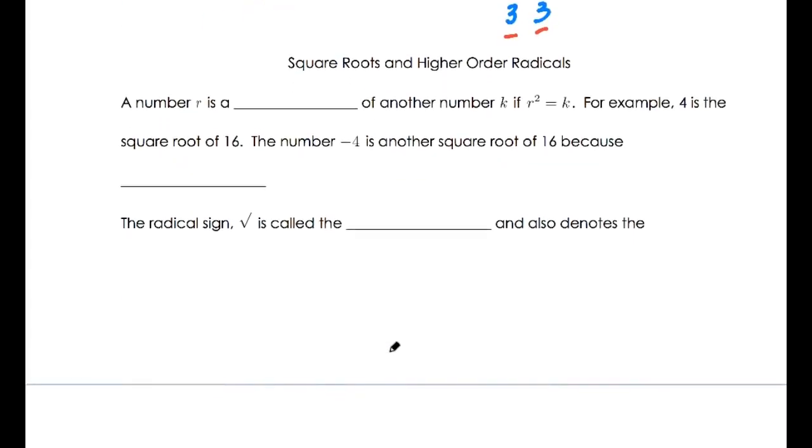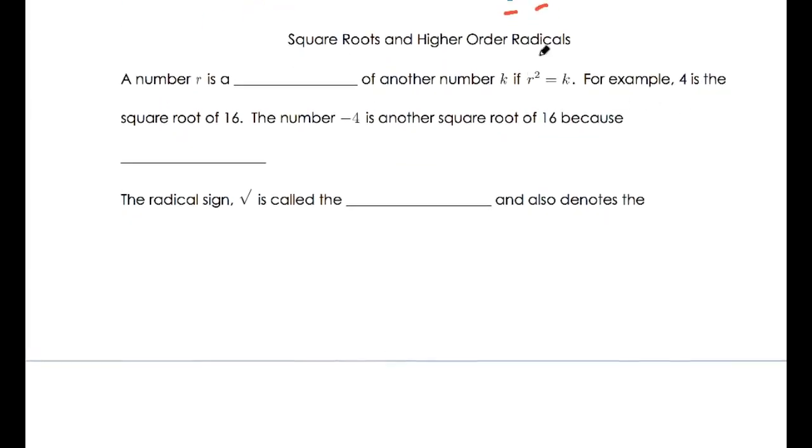So let's look at this next idea: square roots and higher order radicals. A number r is the square root of another number k if r squared equals k. For example, 4 is the square root of 16 because 4 squared equals 16, 4 times 4. Just like negative 4 is another square root of 16 because negative 4 squared is 16. So if you square a number and you get a value k, that number r is a square root.